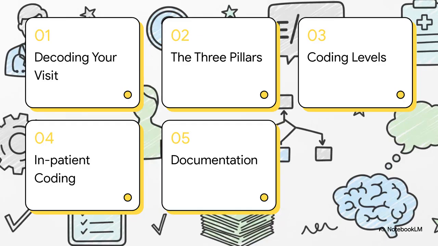All right, here's our game plan. First, we'll decode what a patient visit really is from a coding perspective. Then, we'll dive into the 3 pillars of medical decision-making. After that, we'll do a walkthrough of the coding levels, see how it all changes when you're in the hospital, and we'll wrap up with what I think is the most crucial piece of the puzzle, your documentation.